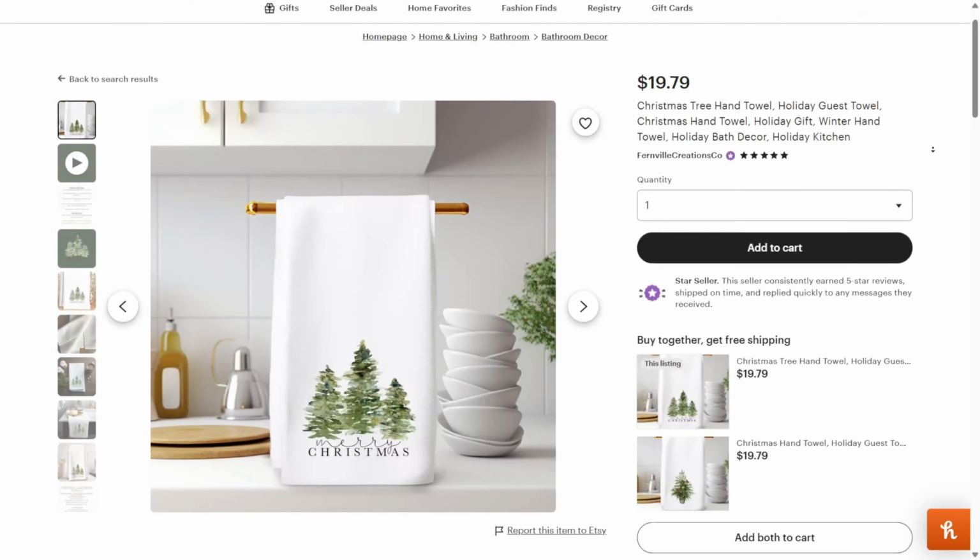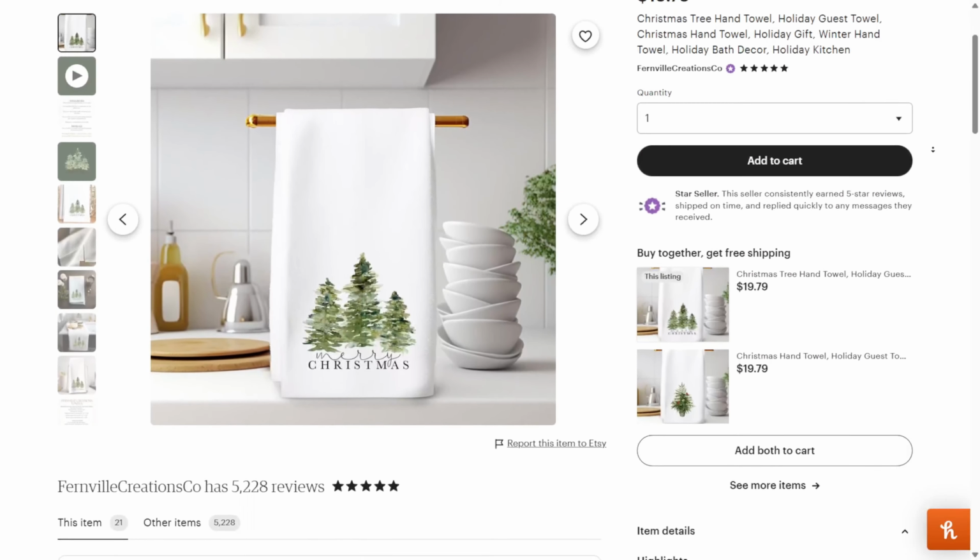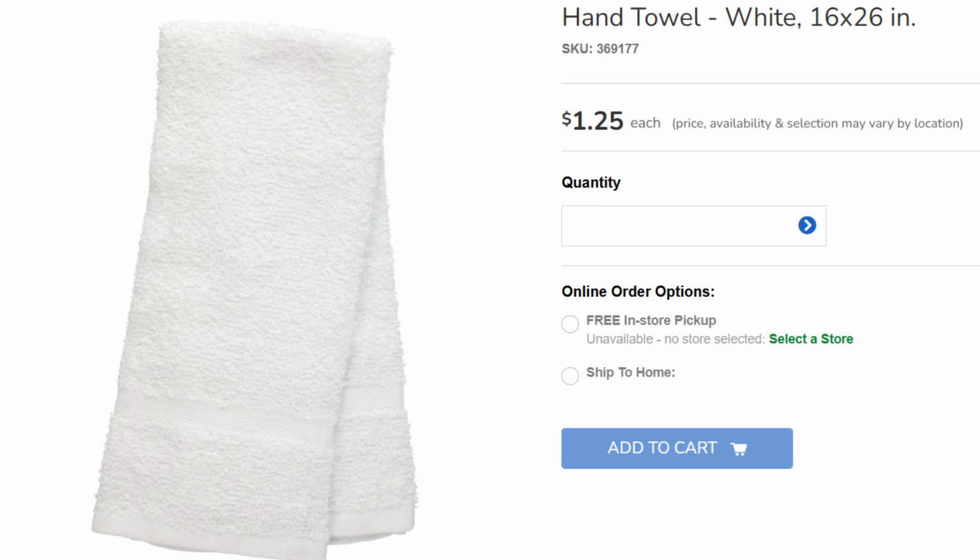Now, on average, one of these on Etsy is selling for about $20, but you can get these at the dollar store for just $1. Or it's not $1 anymore, it's like $1.25, $1.50, inflation. But still, those are some very, very healthy profit margins.